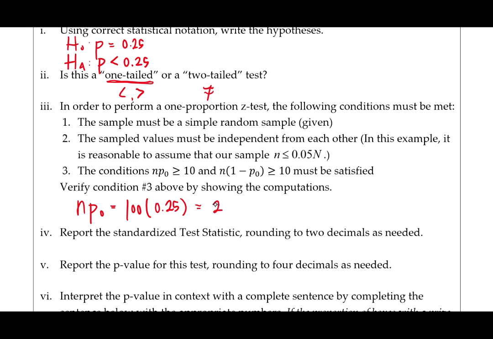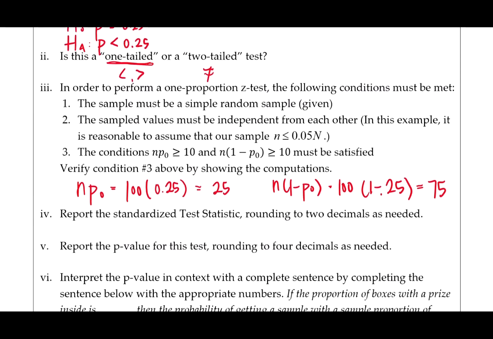100 times 0.25 is 25. That's above 10. And we'll also check n times 1 minus p sub 0. That is 100 times 1 minus 0.25, which is 100 times 0.75, which is 75. That's also above 10. So our conditions are met. So now we can report the standardized test statistic.